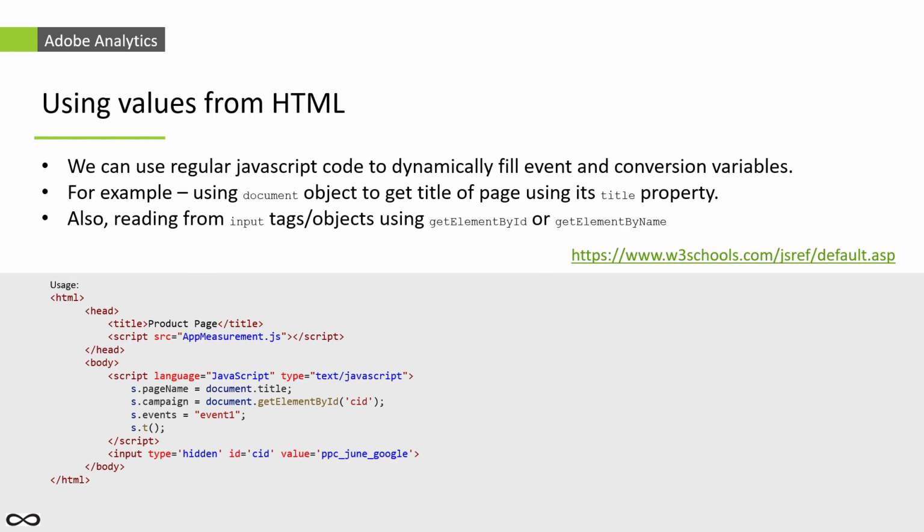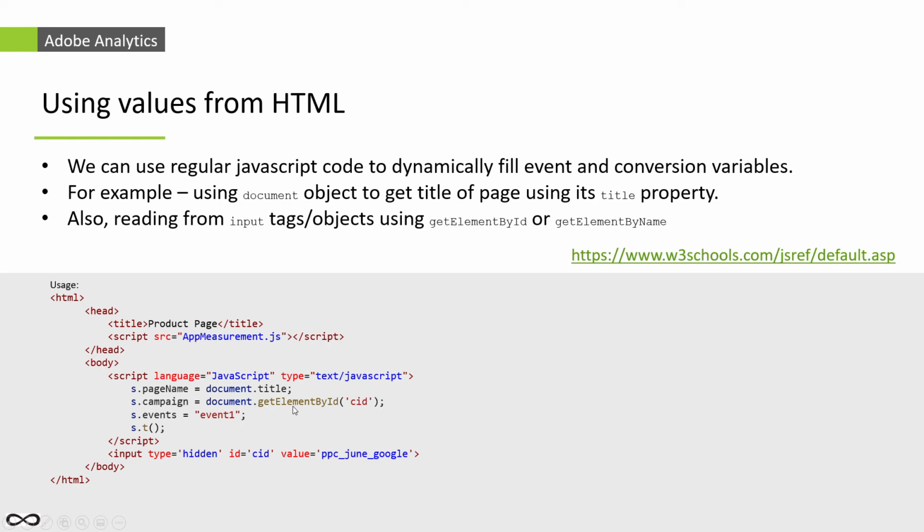Now, having said that, I have given you an example of the following usage. We have an AppMeasurement.js file in the source, referring to our AppMeasurement file, and then we have the page name title. See over here, the document.title. Instead of hard coding a value like the product page, I'm just putting it as a document title, which we got from over here, product page. You can set it up to whatever you want.